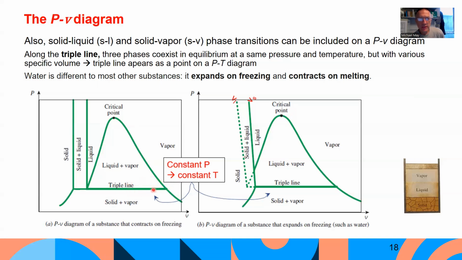There's a distinction between the PV diagram for most substances and for water. Water expands upon freezing, which not many substances do, and the reason is its unique crystalline structure in the solid phase as ice. Because of that, this line here has a negative slope for water, but for other substances, it looks more like this.